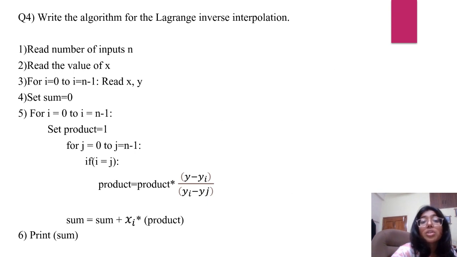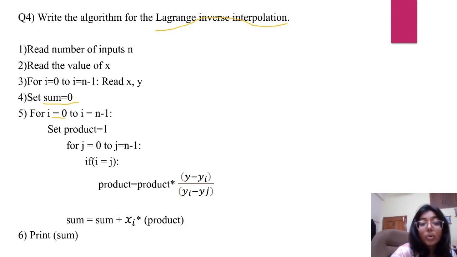Then question 4 is to write an algorithm for Lagrange's inverse interpolation. We have done this. It is very easy. First is to read the number of inputs n. Then we read the value of x. We do a loop for i equal to 0 to i equal to n minus 1. Read x, y, and then we set sum to 0.